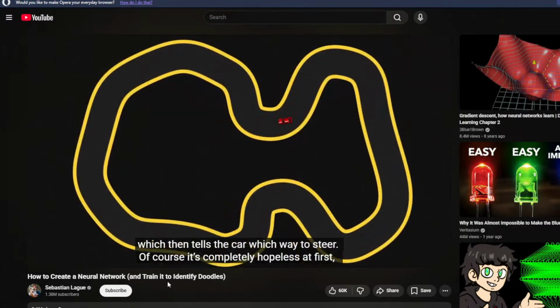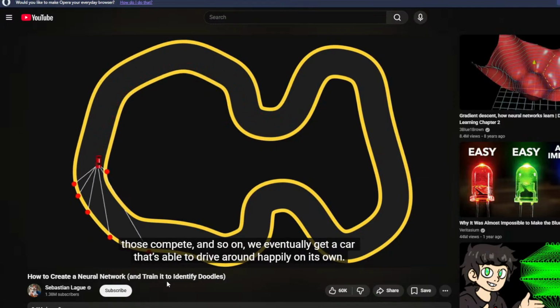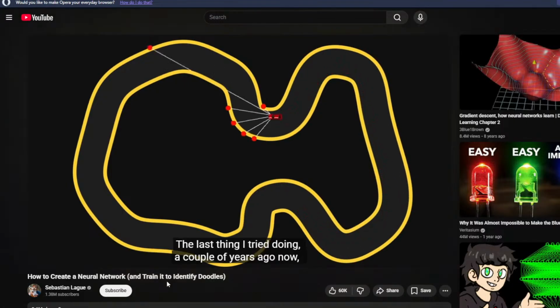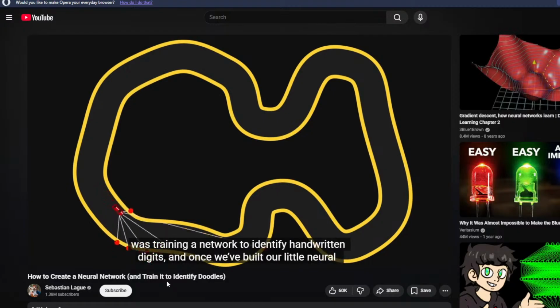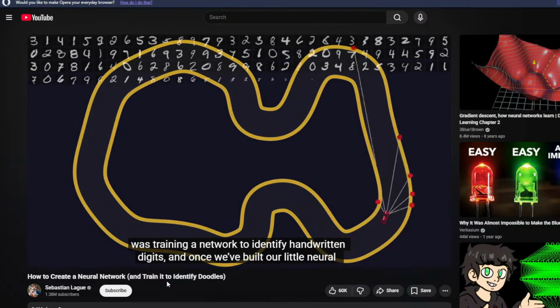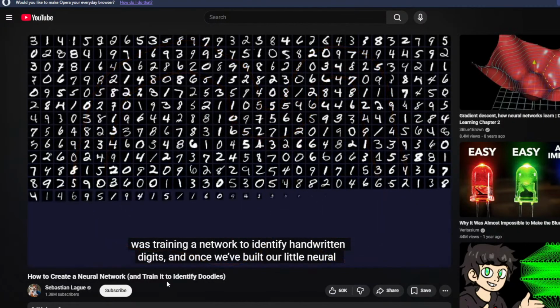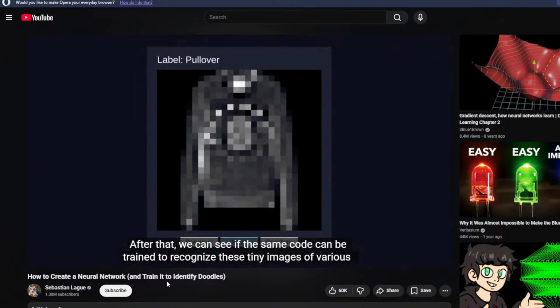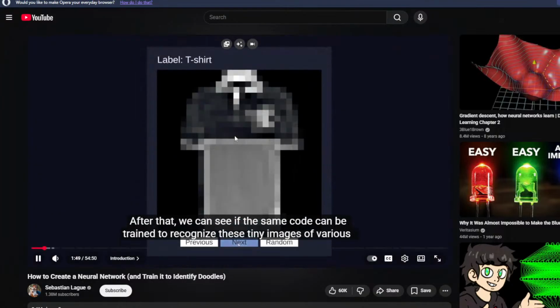Of course, it's completely hopeless at first, but if we let a bunch of them compete and then select the top few that drove the furthest to clone with some random mutations to their networks, and then let those compete and so on, we eventually get a car that's able to drive around happily on its own. The last thing I tried doing a couple of years ago now was training a network to identify handwritten digits. And once we've built our little neural network today, that's probably the first task we'll try testing it on. After that, we can see if the same code can be trained to recognize these tiny images of various.